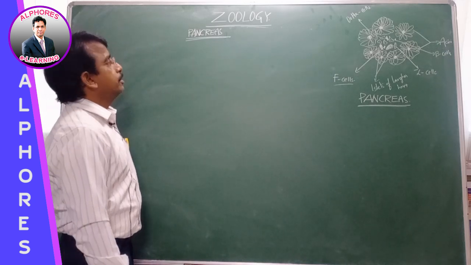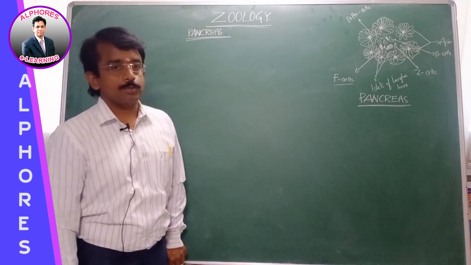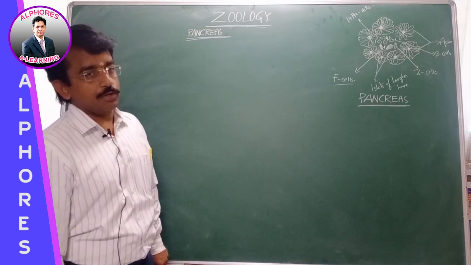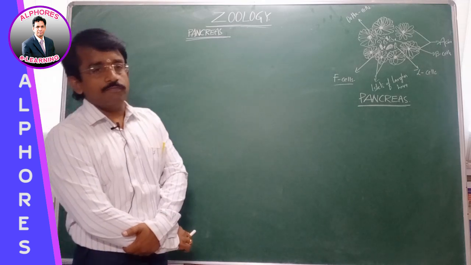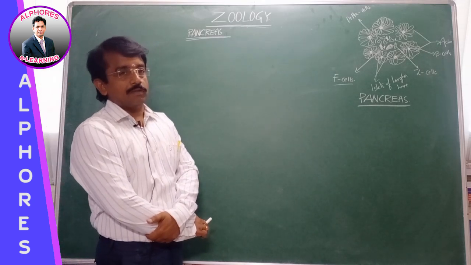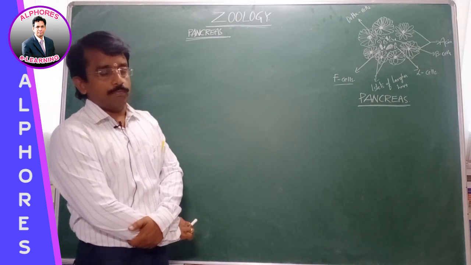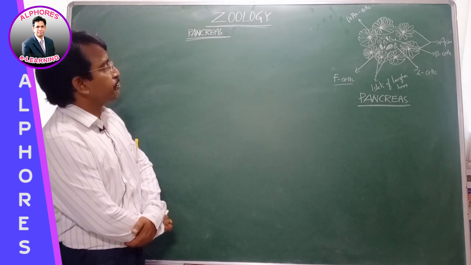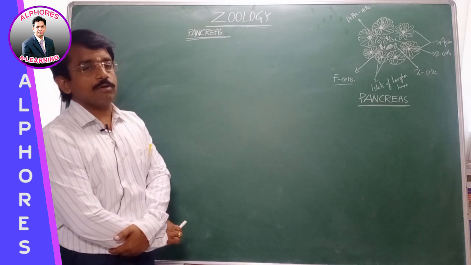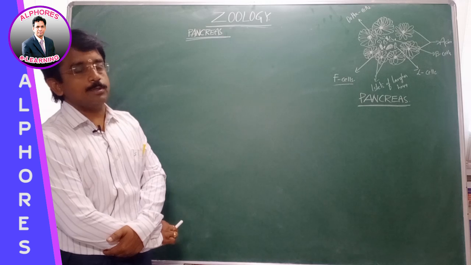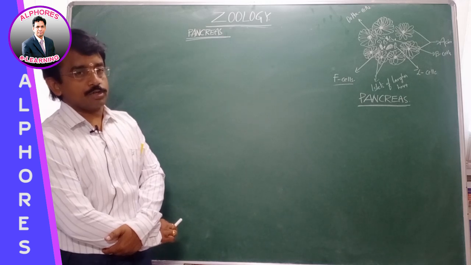We'll discuss the pancreas and its action. The functions we have already discussed for the liver. The liver is the largest exocrine gland, and it produces bile.